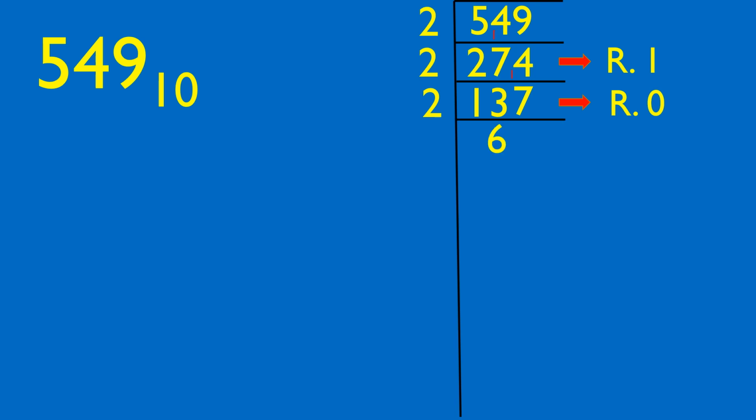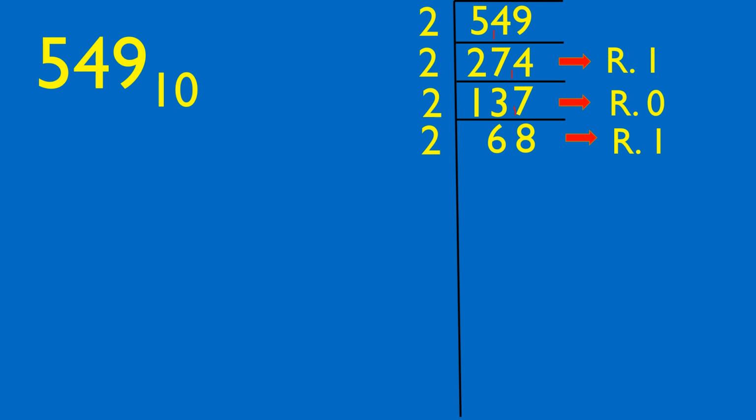2 in 13, we have 6. 6 times 2 is 12, 13 minus 12 is 1. So we have a remainder of 1, and we put it by the 7. So now 2 in 17, we have 8. If you multiply 8 times 2, you have 16. So out of the 17, we have 16, so we have a remainder of 1. And that's why we put R1.